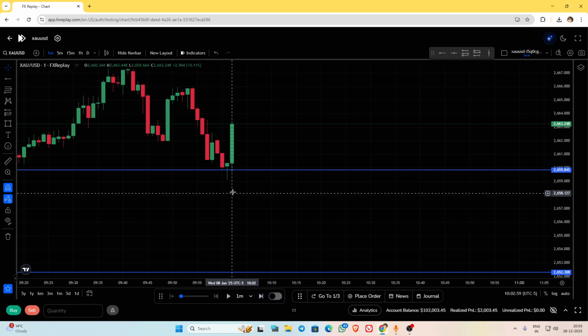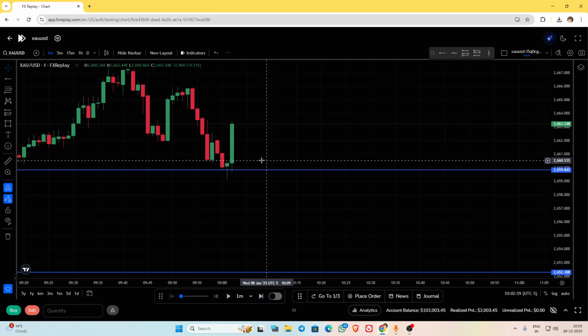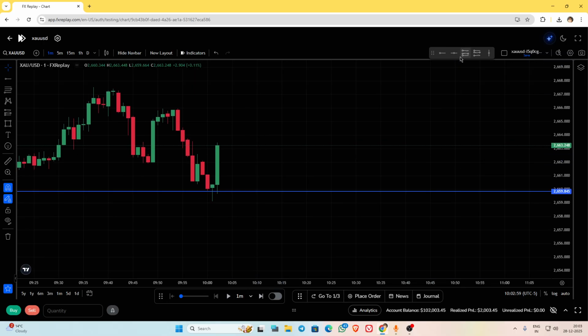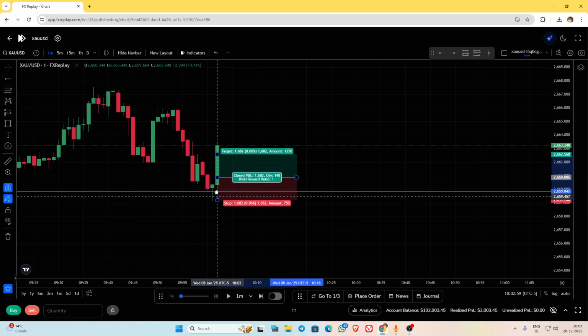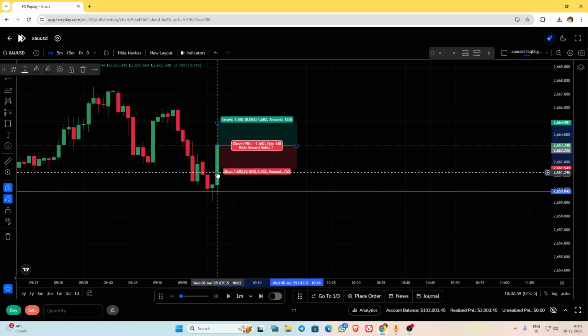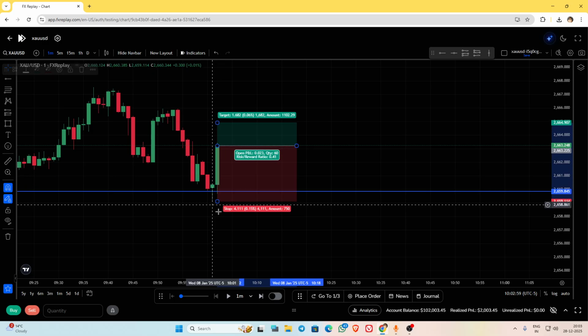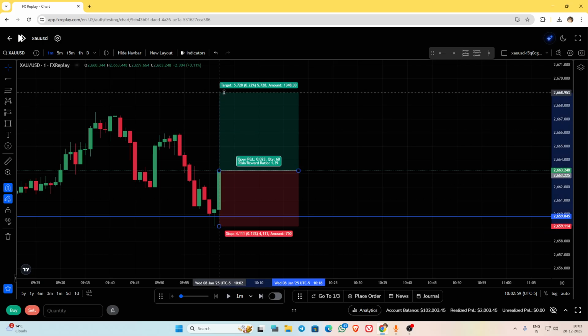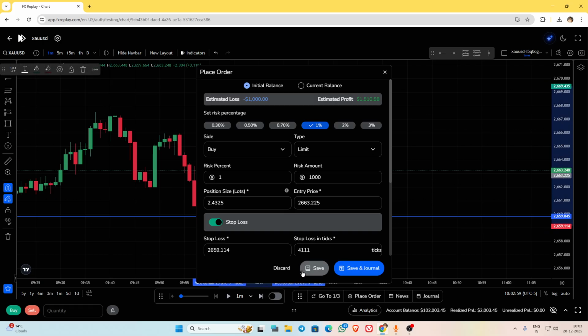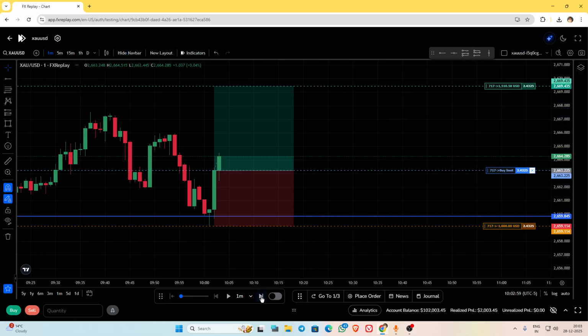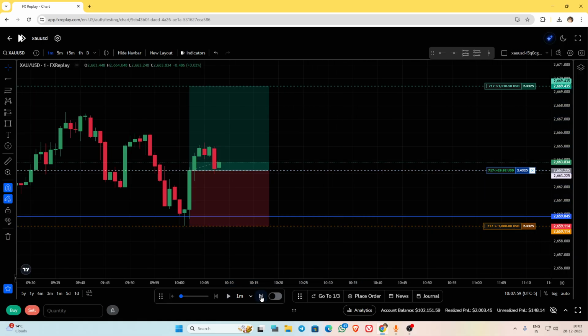Okay, this is our change in state of delivery. Why? Because these two candles got closed by this, so this becomes our entry point. We will put our stop loss here, targeting 1.5 hour. Place the trade and let's go.